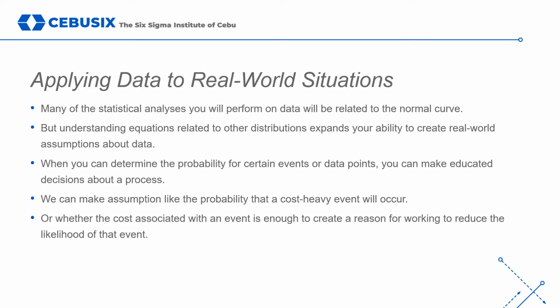Is the cost associated with an event enough to create a reason for working to reduce the likelihood of that event? If the probability of a low-cost defect is high, are the total expenses associated with that defect likely to be higher than the total expenses associated with the high-cost defect that has an extremely low probability? These are just some of the questions that teams can use statistics and probability distributions to answer.